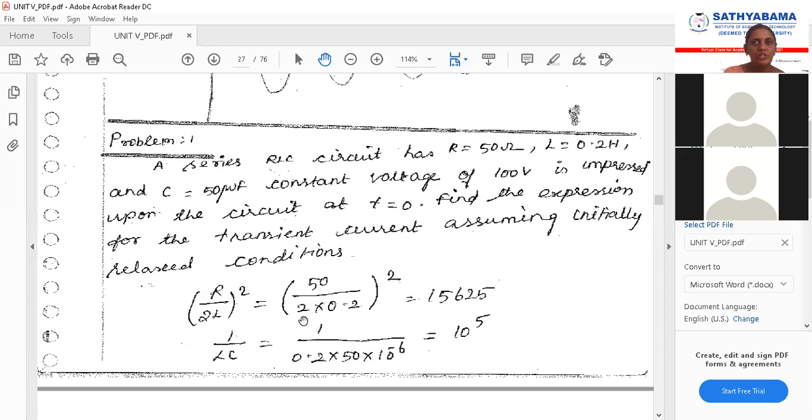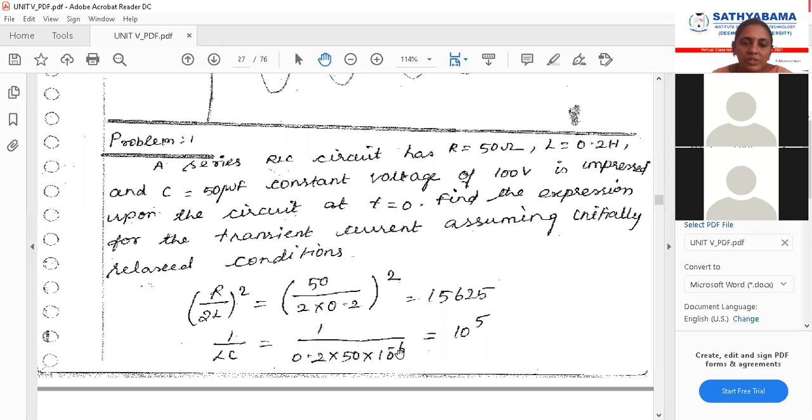Okay. Now, the resistance value, inductance value, capacitance value, and the voltage value is given. Now, I do not know which case the circuit follows. We have 3 cases, right? Overdamped, critically damped, and oscillatory. Now, I have to calculate first R by 2L and 1 by LC value. And according to the value of these expressions, I will decide in which case the problem falls.